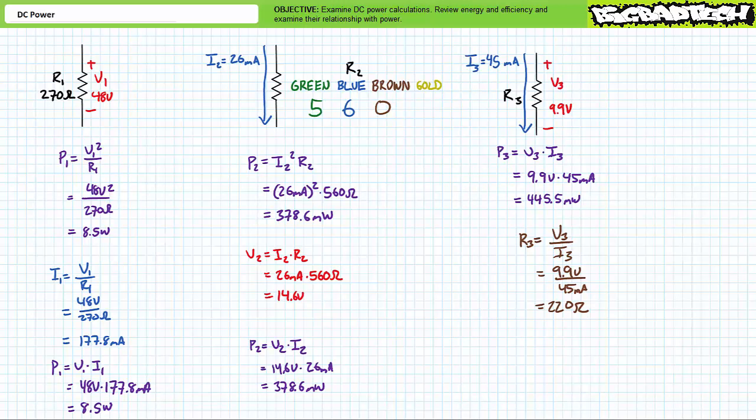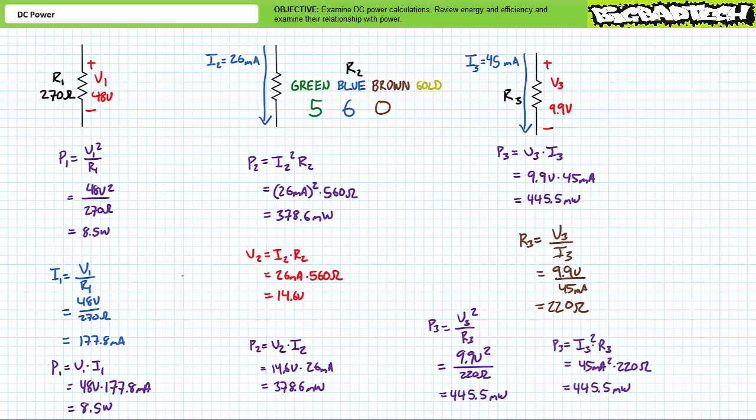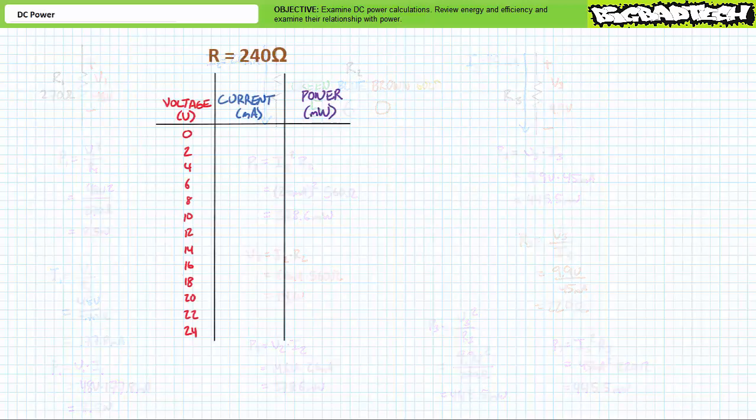Let's use both permutations of the power equation to double and triple check our work. Power is equal to voltage squared divided by resistance. Substituting our given values similarly demonstrates that the load is dissipating 445.5 milliwatts of power. Power is equal to current squared times resistance. Substituting in our given values similarly demonstrates that the load is dissipating 445.5 milliwatts of power. Given these calculations yield the same result, I've got a reasonable degree of confidence our results are correct.